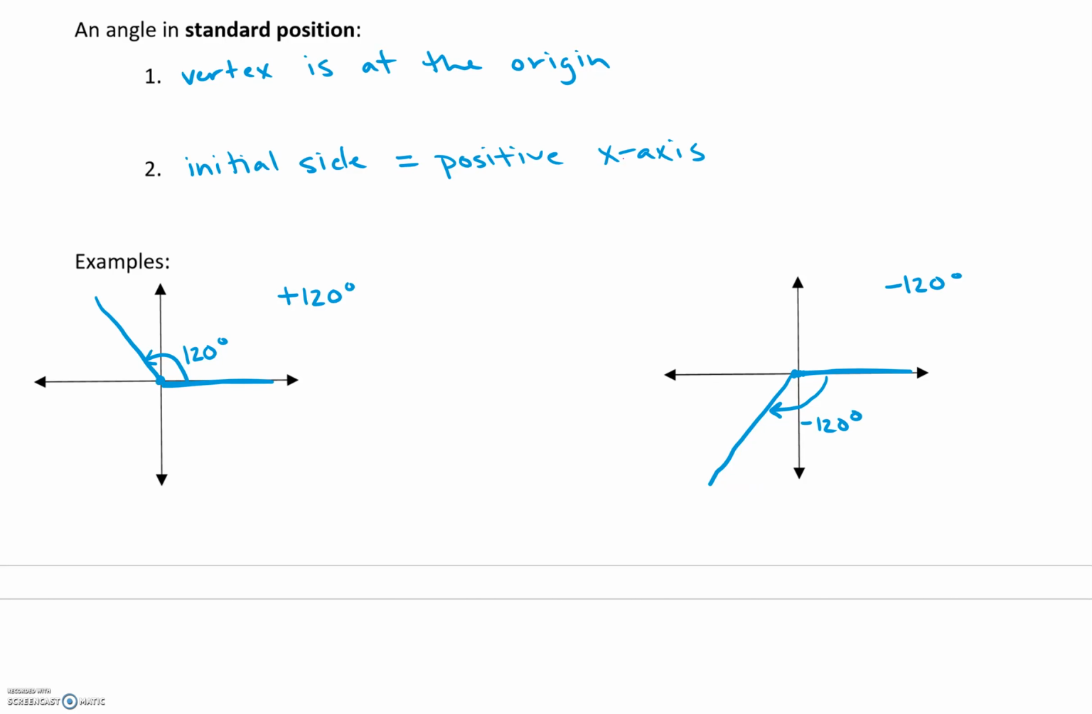So notice my positive 120 angle is in the second quadrant. A negative 120 degree angle is going to actually be in the third quadrant. So it does matter whether an angle is positive or negative, it's going to affect where your terminal side will be. So pay close attention to that.